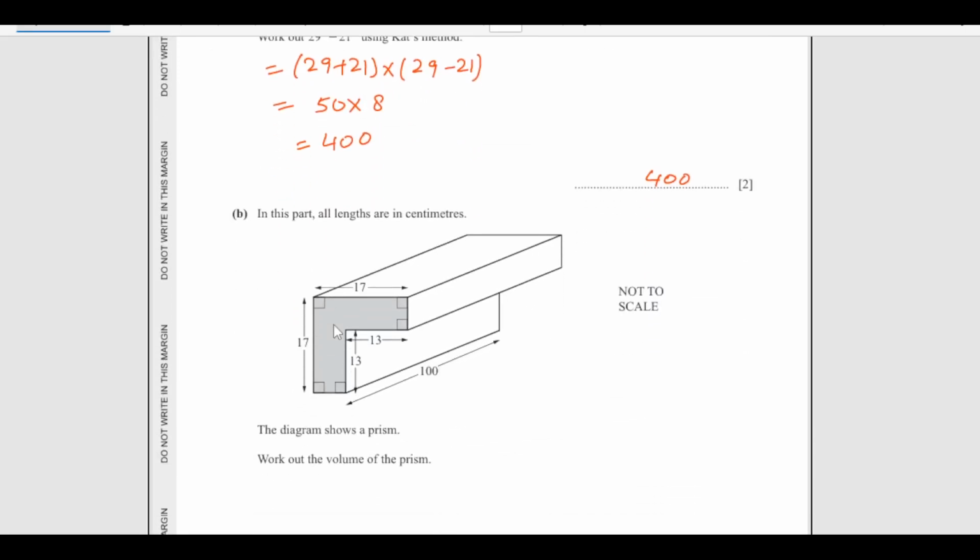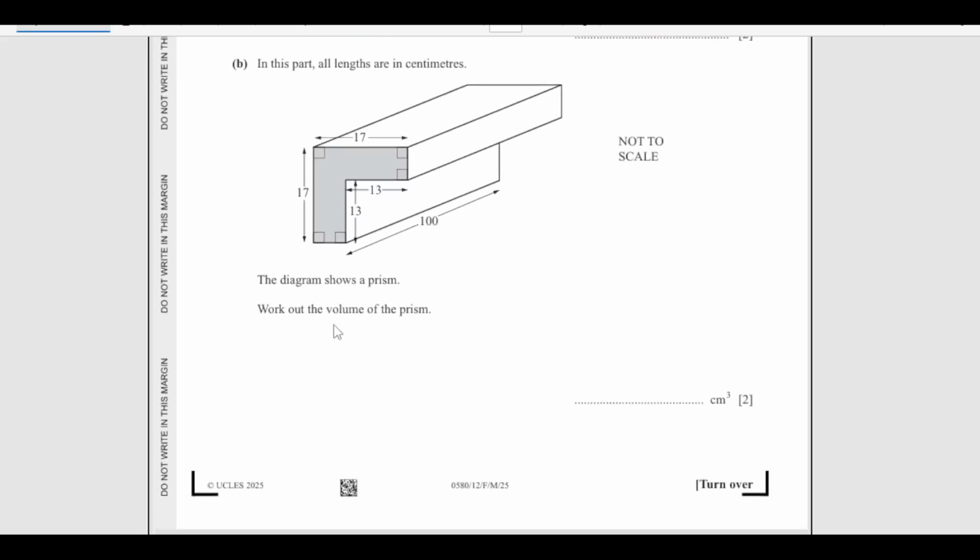Okay. Part B. In this part, all the lengths are in centimeters. The diagram is shown as a prism. Work out the volume of the prism. Now we know the formula for the volume of a prism is the area of cross section times the length. Okay. So area of cross section times the length.